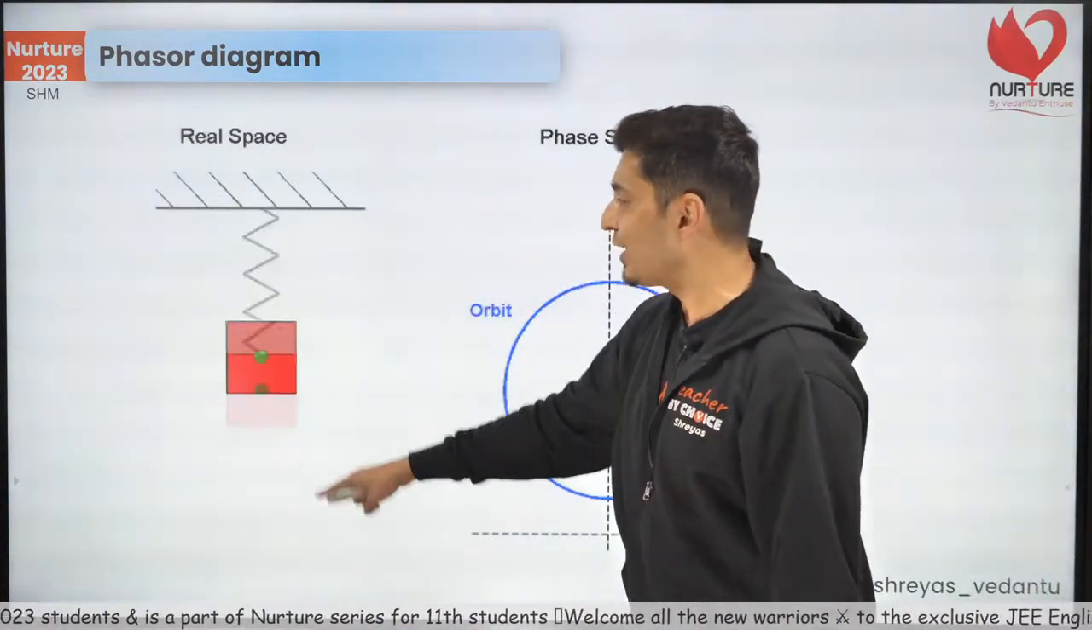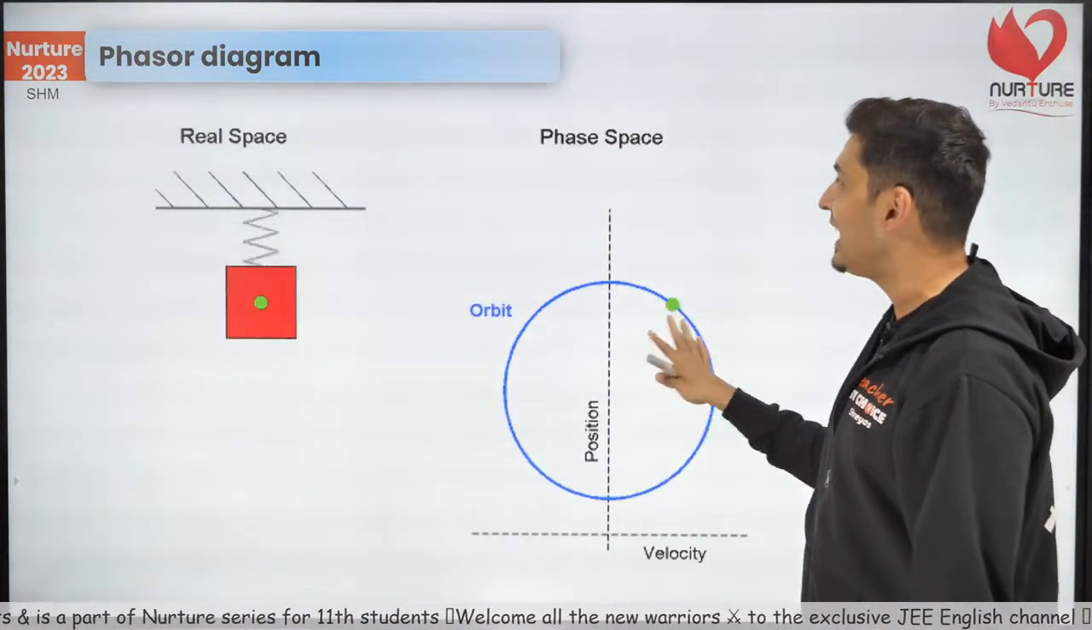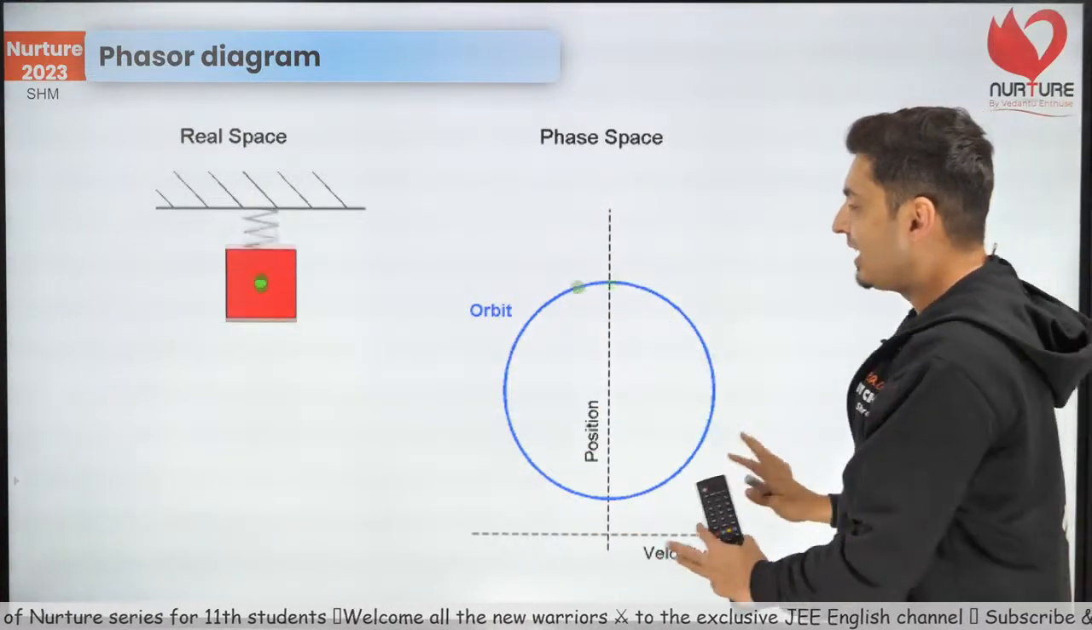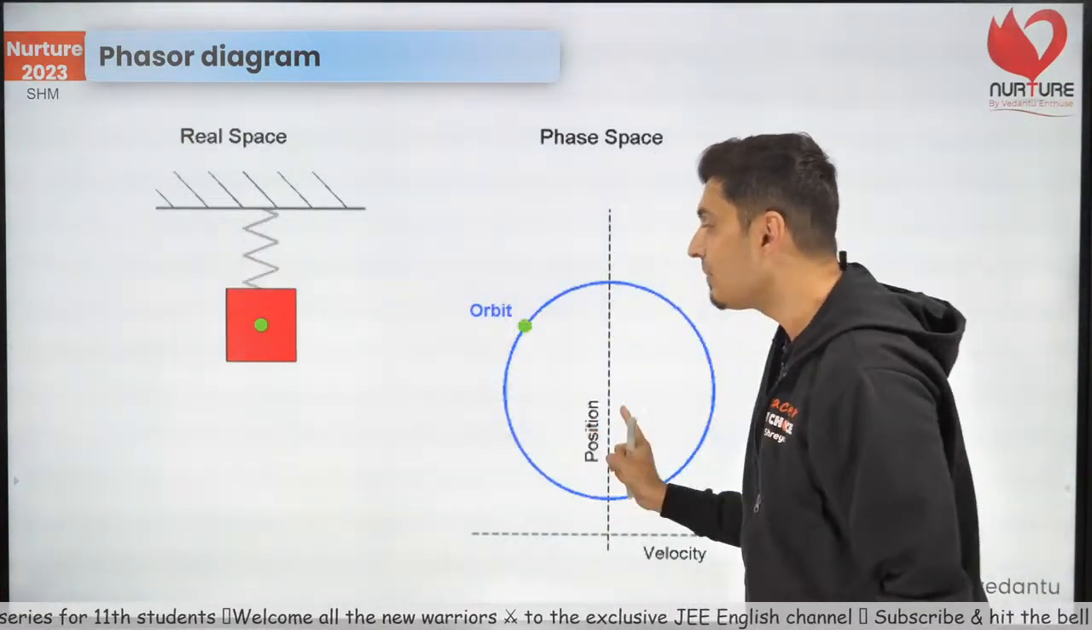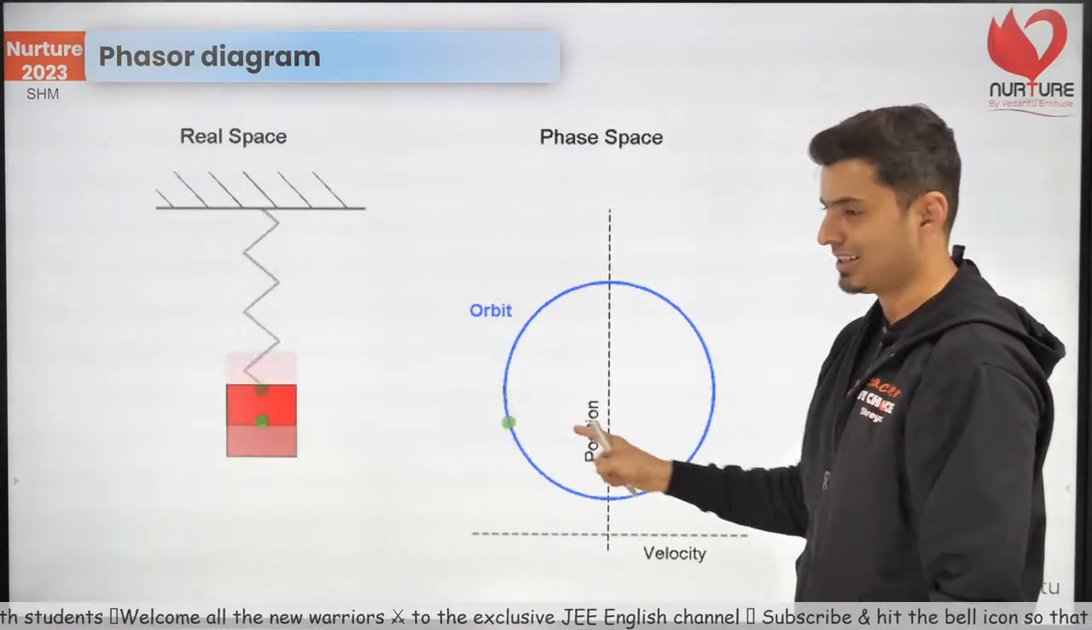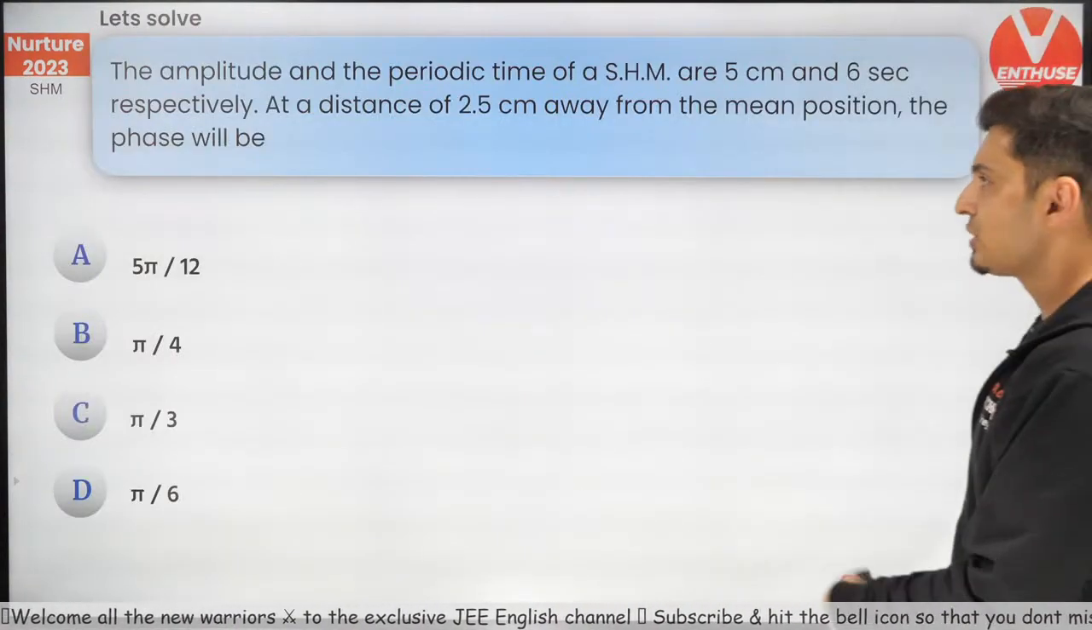So this is your actual SHM, but this is your phase space. This is a different environment, but it resembles this. It somehow resembles it. You can see that. Okay, let's do some questions.